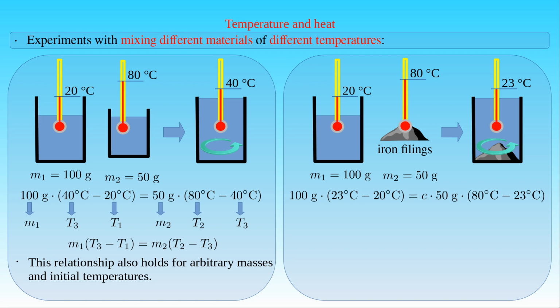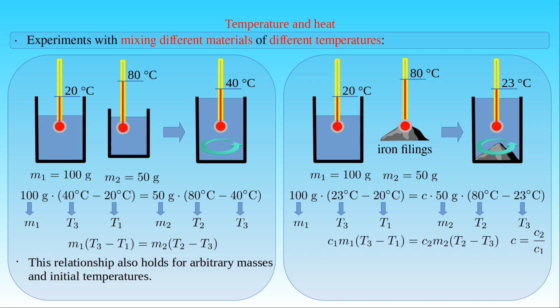Here we can use the following notations for the quantities in the equation. The mass of the water is denoted by M1, the temperature of the mixture is denoted by T3, the temperature of the cold water is denoted by T1, the mass of the iron filings is denoted by M2, the temperature of the iron filings is denoted by T2, and again, the temperature of the mixture is denoted by T3. We also assume that we can write the proportionality constant as the ratio of a constant C2 to a constant C1, where C1 depends only on the physical properties of the water and C2 depends only on the physical properties of the iron filings. Then we obtain the equation stating that C1 times M1 times (T3 minus T1) is equal to C2 times M2 times (T2 minus T3).